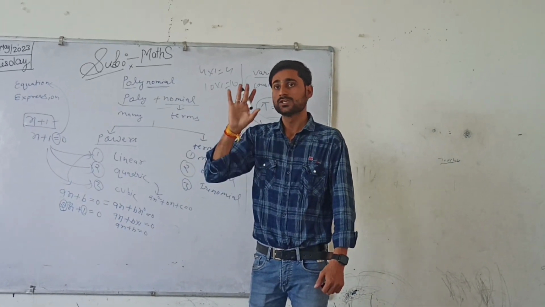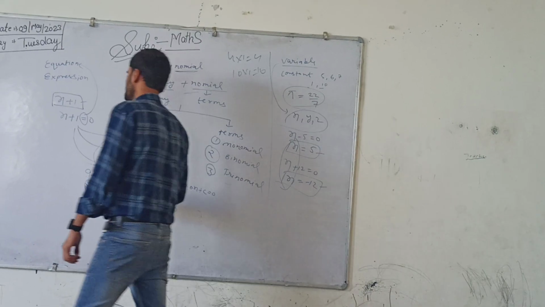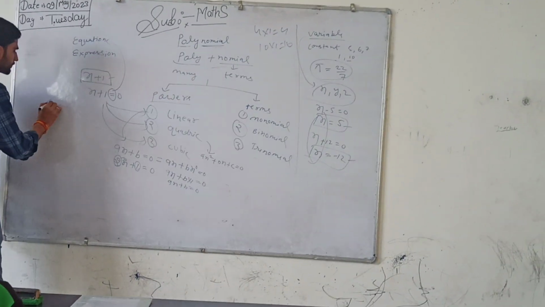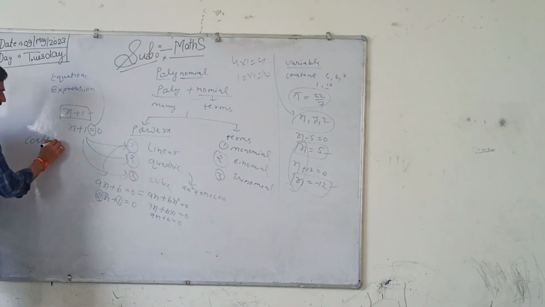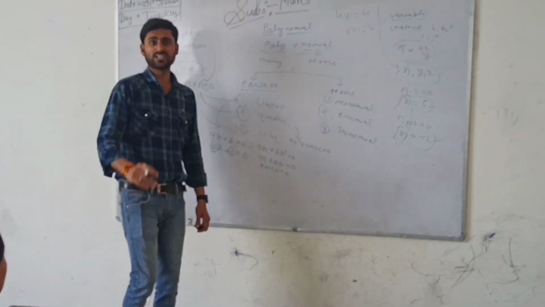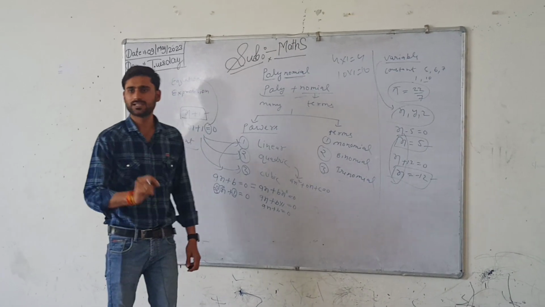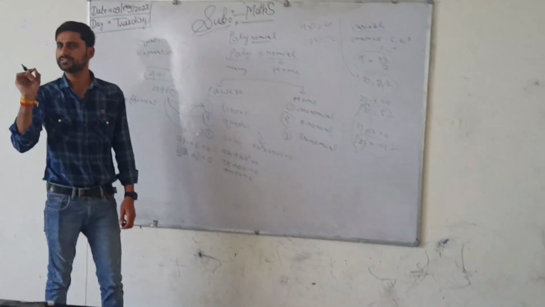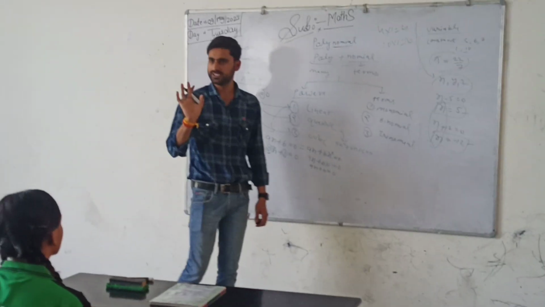Now clear, beta? So secondly, what is the coefficient? The coefficient is the number which is multiplied into the variable, and it is called the coefficient of that variable. Now clear, beta? Now it is clear.